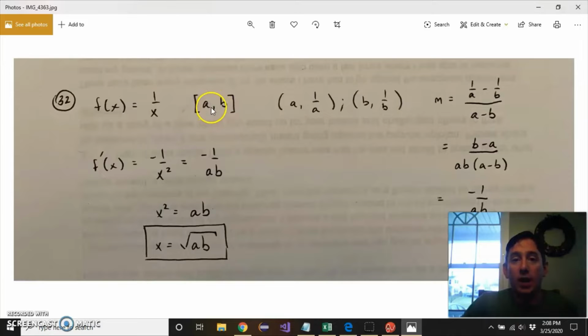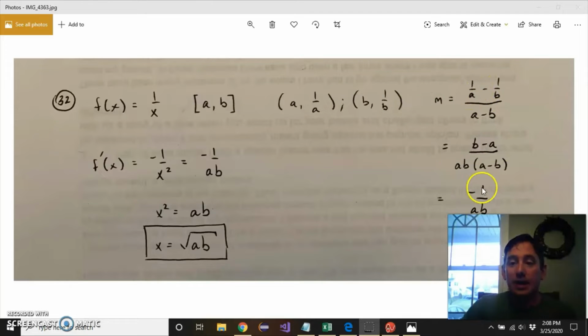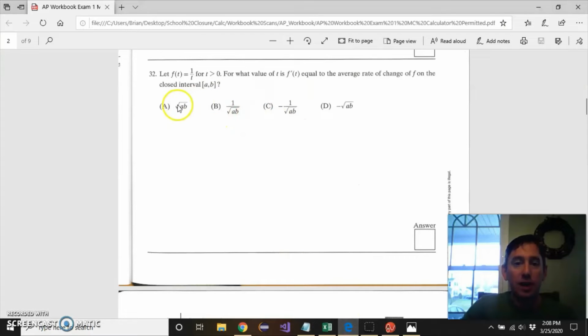So I don't know what A and B are, but whatever A is, its y value is 1 over A. Whatever B is, its y value is 1 over B. So the slope between those two points is negative 1 over AB. I'm going to set our derivative equal to that and solve for x the exact same way I did before, and I get x equals root AB, which hopefully is an answer. There you go. A. Make sense?